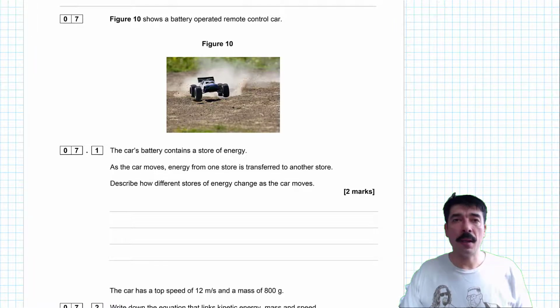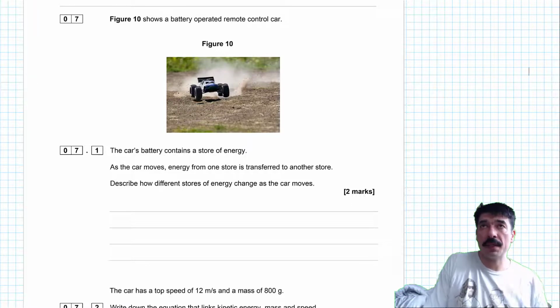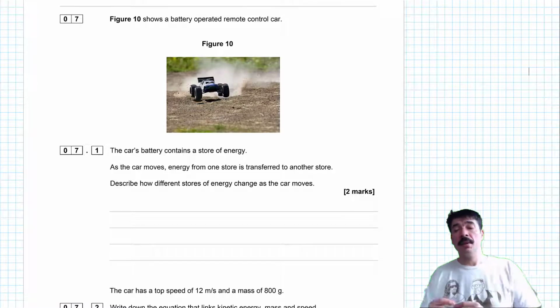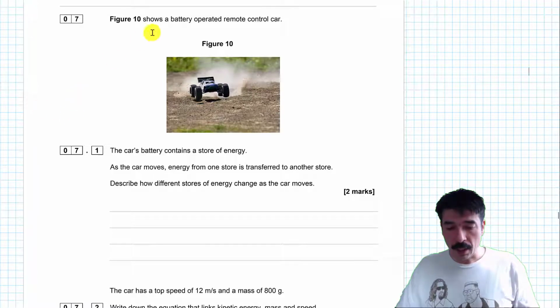Okay, so we're doing another question 7 of the 2018 specimen paper for the foundation, paper 1. So question 7, without further ado. Figure 10 shows a battery operated remote control car.